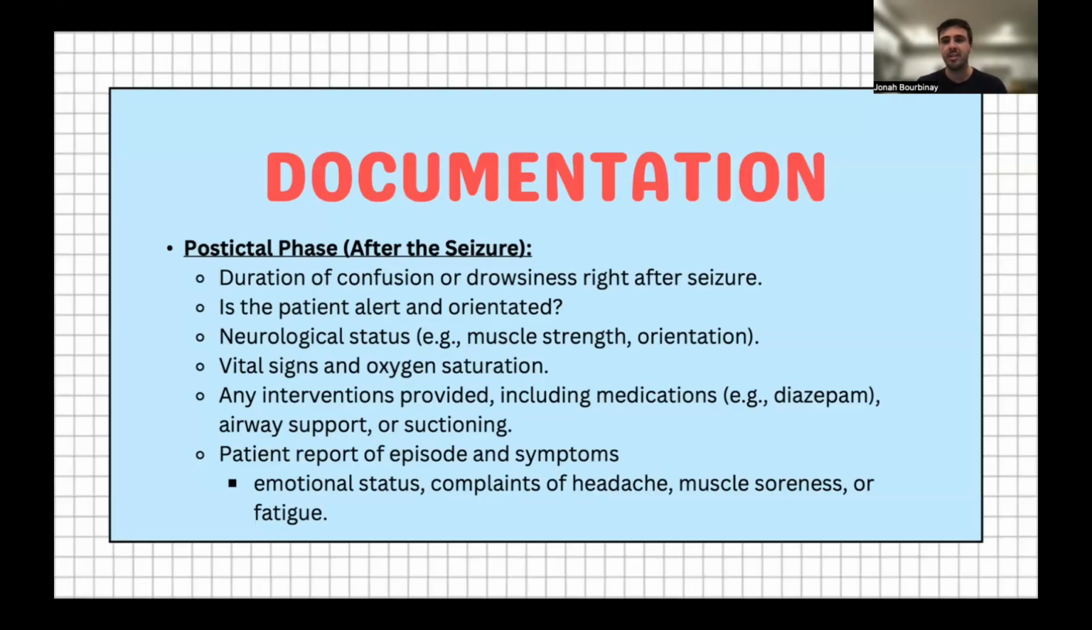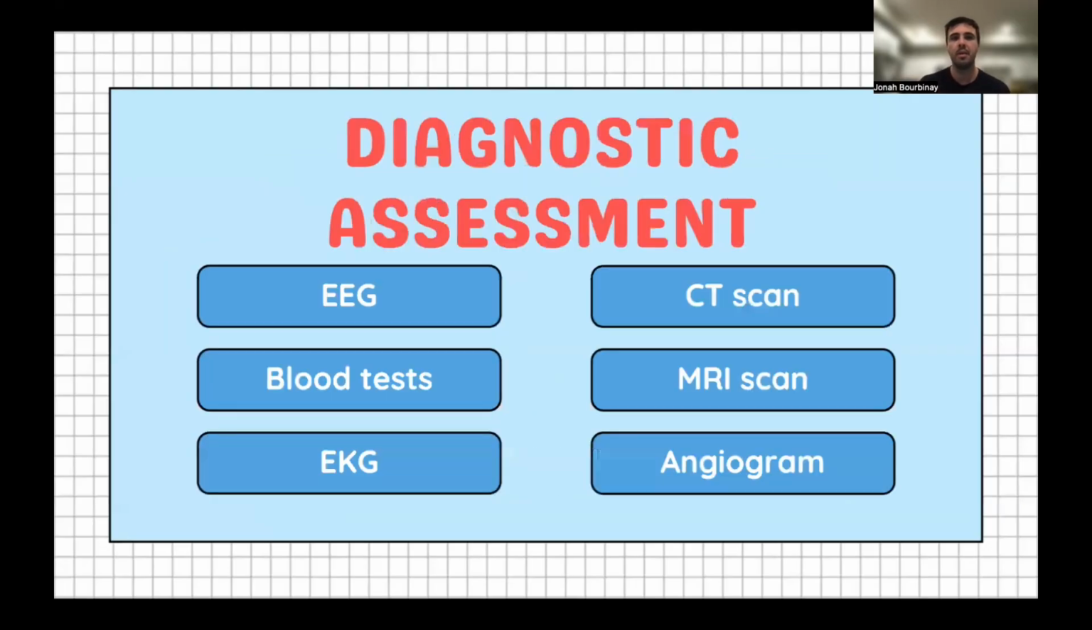So again, looking at pupils, muscle contraction, sensation, orientation. Vital signs and oxygen saturation are basic high priority things that we should be documenting throughout this time as well as we can. Interventions provided, including medications like diazepam, airway support, and suctioning. It's very important that we document any interventions that we use, so again, we know what is working and what is not. We can evaluate effectiveness. And then patient reporting, episode and symptoms like emotion status, complaints of headache, muscle soreness. This is where we get into the more subjective. How do you feel about all of it?